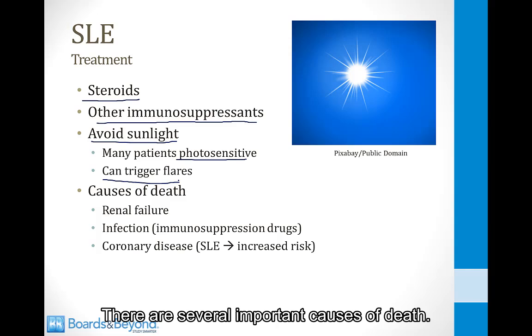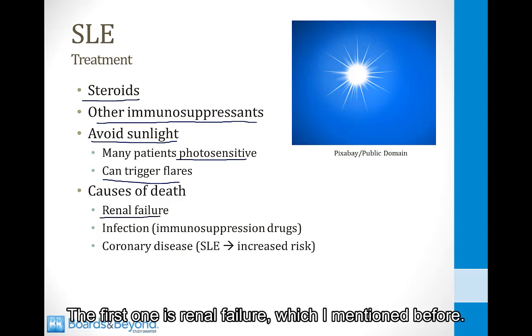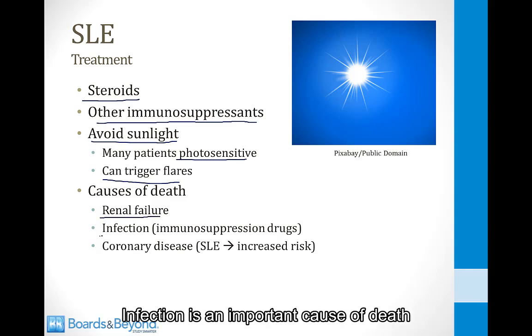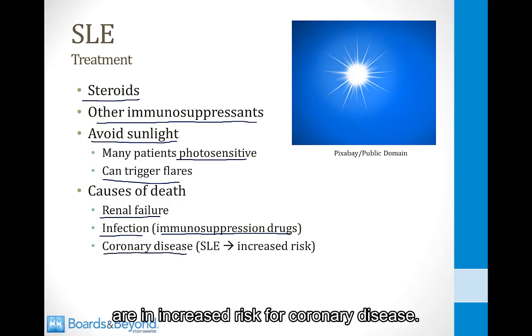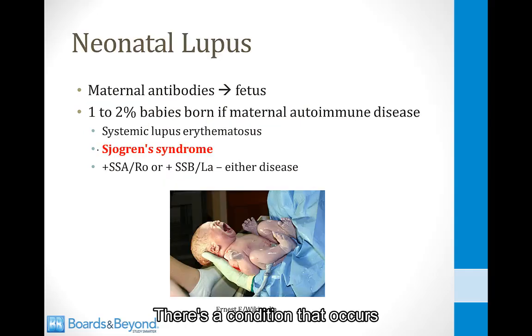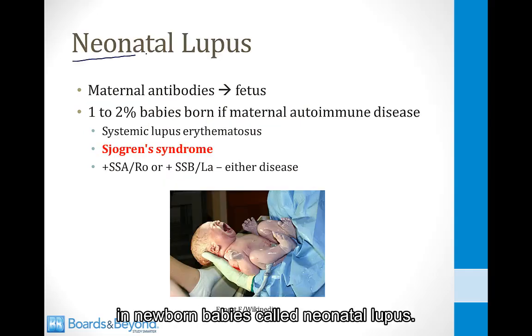There are several important causes of death. The first one is renal failure, which I mentioned before. Infection is an important cause of death because many of these patients need to take immunosuppressant drugs. And as I told you before, they can develop leukopenia from lupus. And then finally, patients with lupus are at increased risk for coronary disease, and coronary disease is an important cause of death as well. There's a condition that occurs in newborn babies called neonatal lupus.